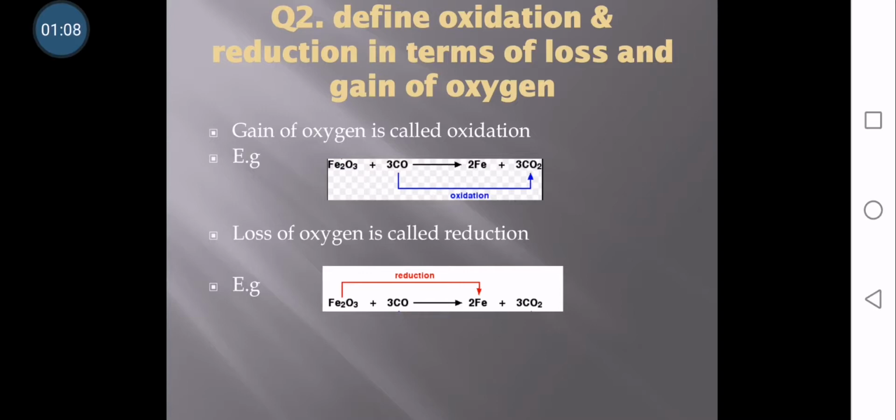Then loss of oxygen is called reduction. Here you can see that iron oxide loses oxygen, and this loss of oxygen is called reduction. So iron oxide is changed to iron.